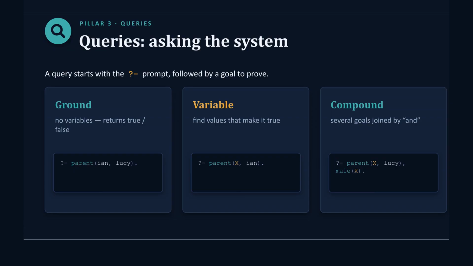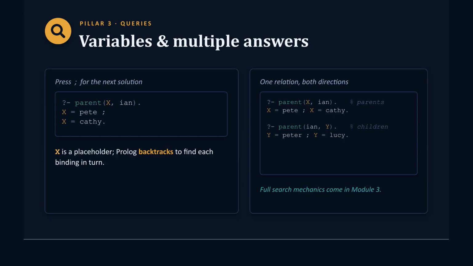Now to queries, the way you actually talk to a Prolog system. A query begins with the question prompt, followed by a goal. There are three flavors worth naming. A ground query, like parent of Ian, Lucy, contains no variables and simply returns true or false. A query with a variable, like parent of X, Ian, asks Prolog to find values that make the goal true. And a compound query joins several goals with commas, asking for one binding that satisfies all of them at once. In every case you are asking Prolog to prove a goal, and its engine searches for a way to do so.